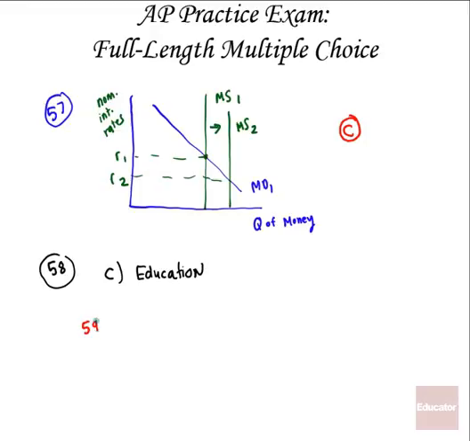Okay, number 59. An increase in money supply will have the greatest effect on real GDP if which of the following happens here? This one's kind of tricky. So D, I'll go over the answer and then explain why. The quantity of money demanded is not sensitive to interest rates.